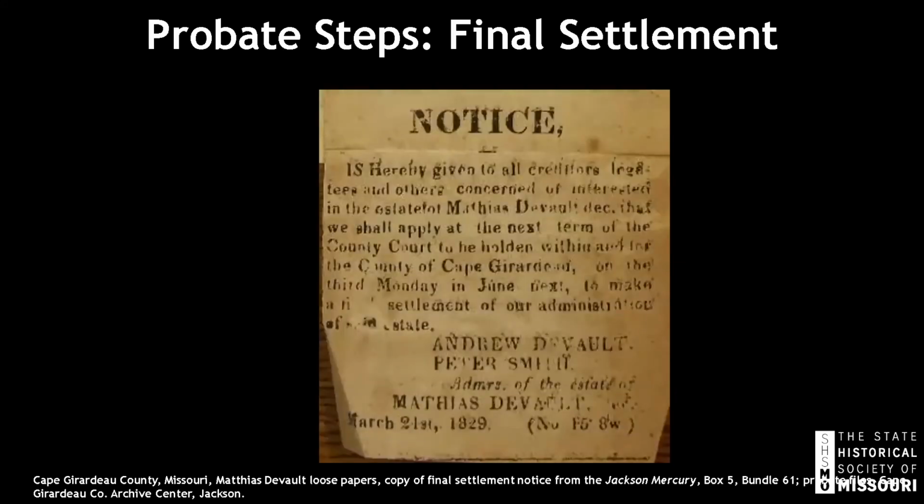Then, when everything was cleared, and we're going to talk about some of the other things generated before the estate was totally cleared, there would be a final settlement. So there had to be a notice for final settlement because creditors, heirs or legatees, and others had to come forward by the final settlement or they would forfeit any right to anything. So there was a notice: come forward or speak now or forever hold your peace.